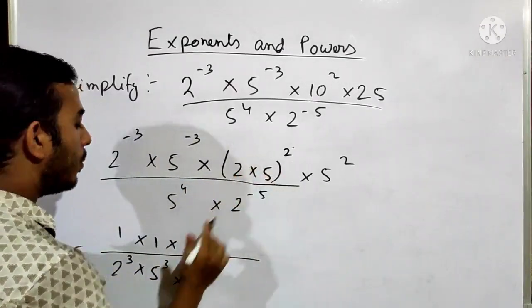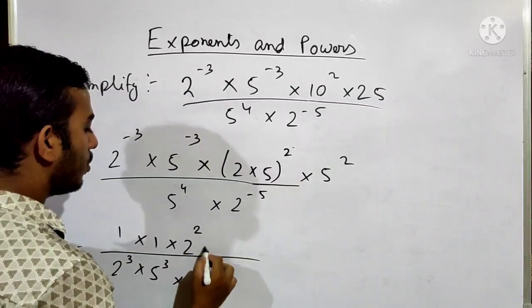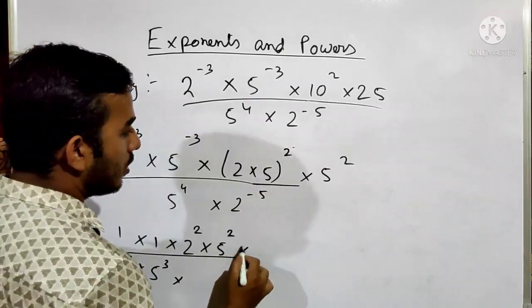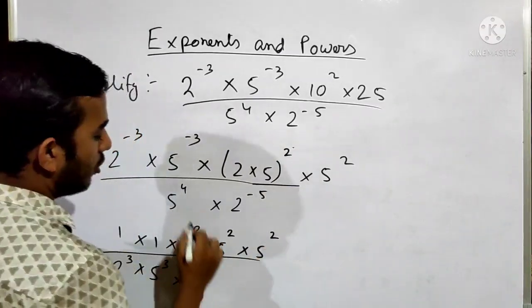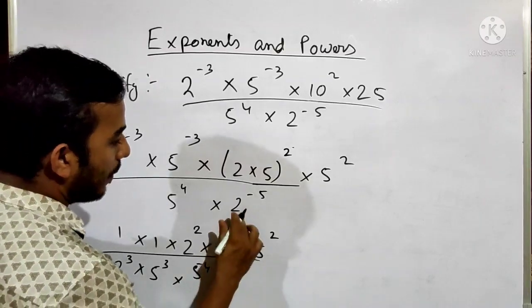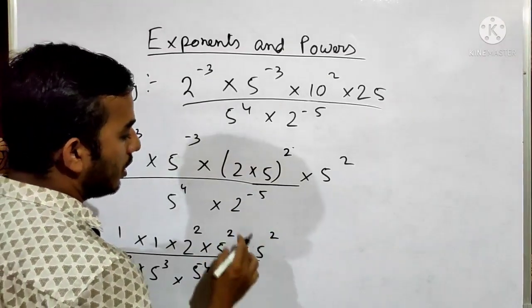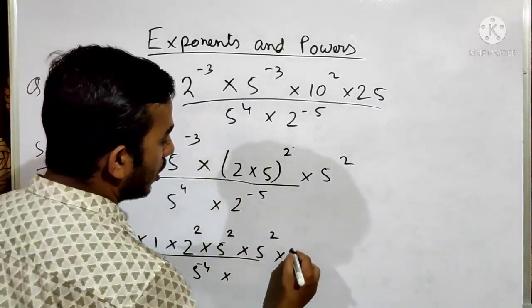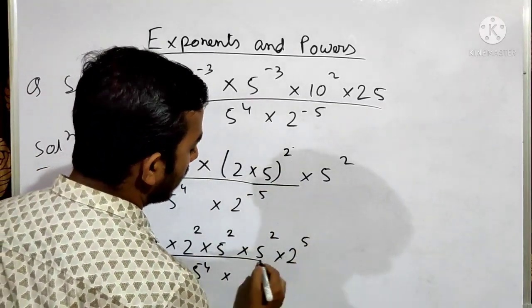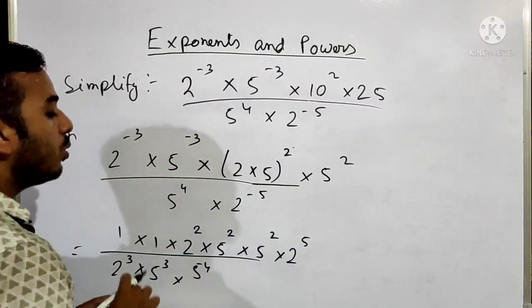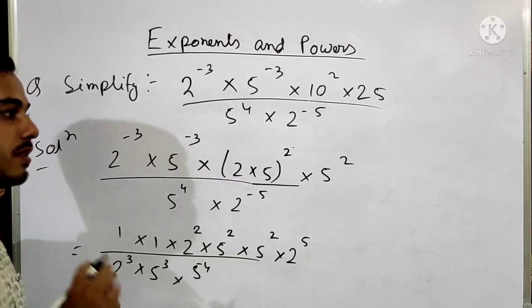Now here we are removing the bracket. So it will be 2 power 2 into 5 power 2. Next into 5 power 2. In the denominator we have 5 power 4 into a power minus n, it will be reciprocal. So this will be 2 power 5. Clear? Okay, so look, now all the bases are either 2 or 5. Now we can easily simplify it.